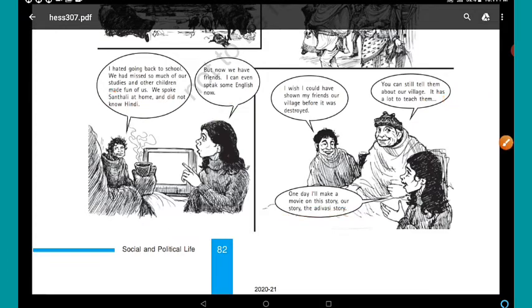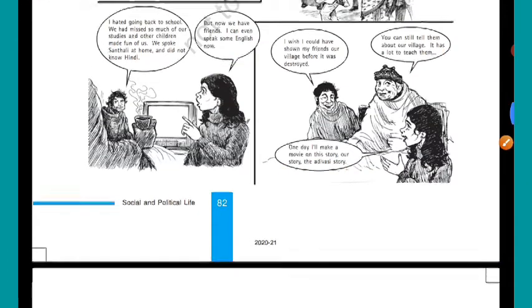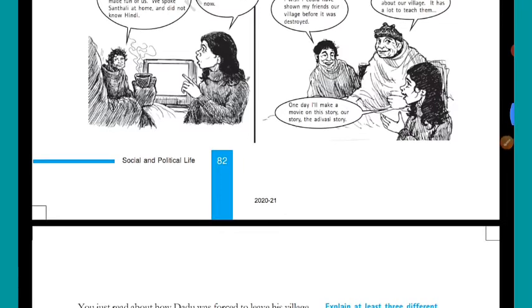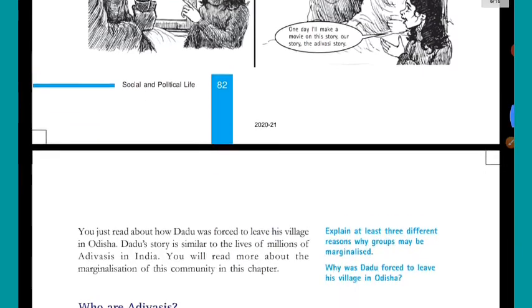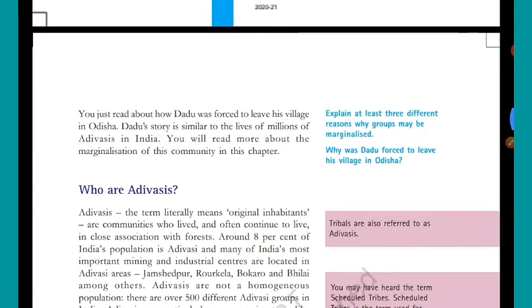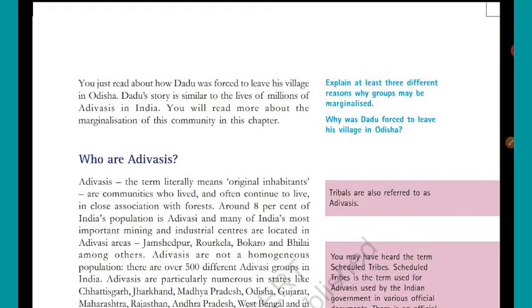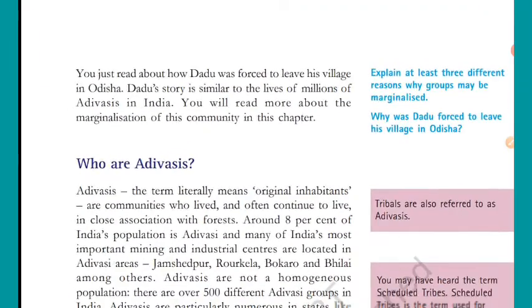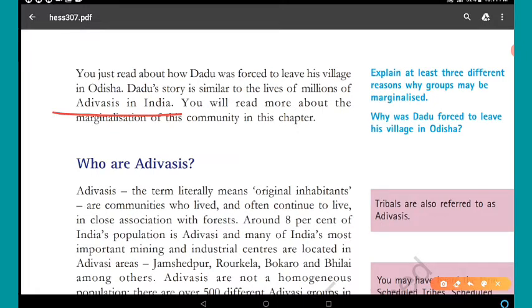So dear students, I hope you understood a little about Adivasi life, how the Adivasis were expelled from the forest and what kind of difficulties they faced, in Odisha particularly. And you just read about how Dadu was forced to leave his village in Odisha. Dadu's story is similar to the lives of millions of Adivasis in India. You will read more about the marginalization of this community in this chapter.